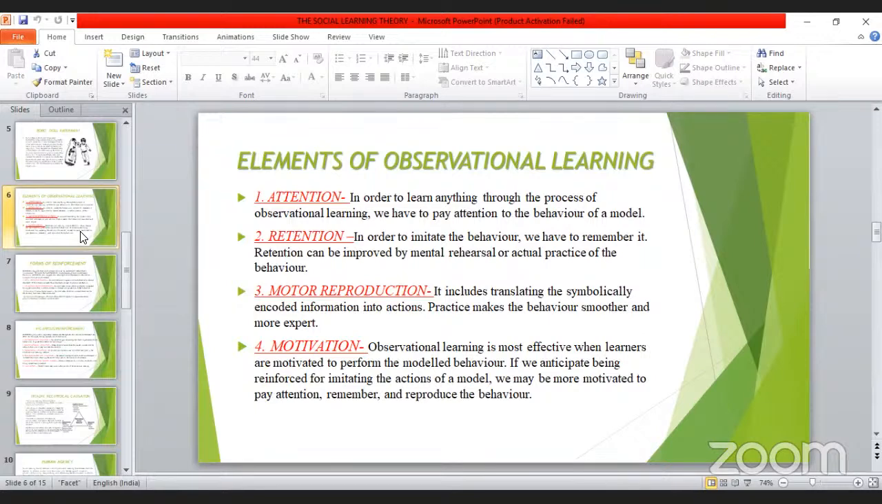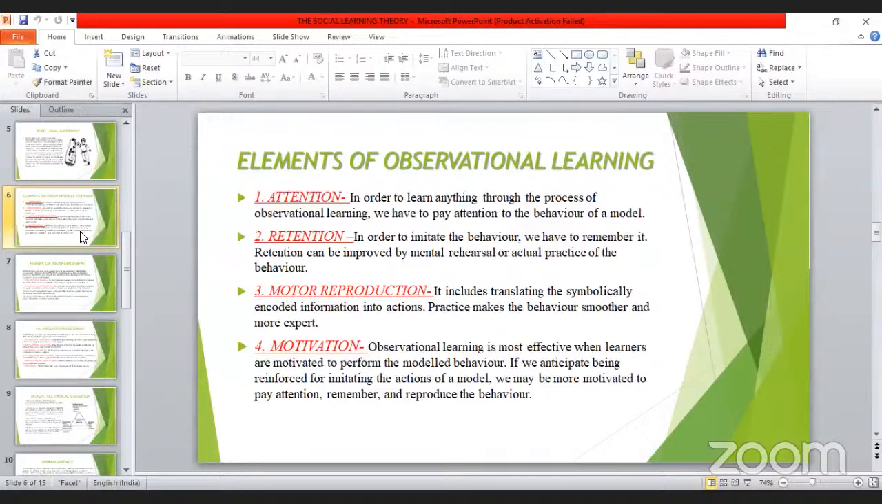Next is the retention process. In order to imitate the behavior, we have to remember it. So simply observing the behavior is not enough. Observers should remember or rehearse the particular action. The observer can rehearse the action both mentally and physically, and this depends on the observer's ability to code the information. Code means store the information.